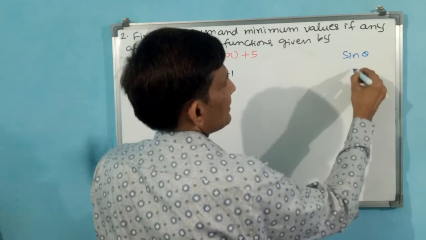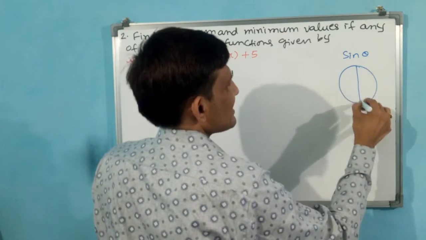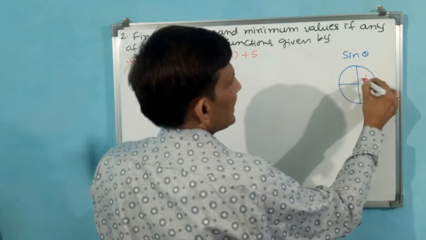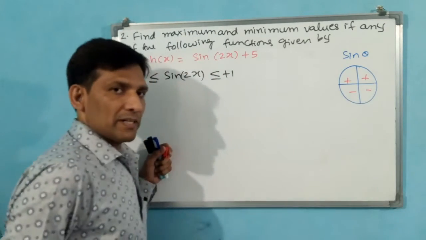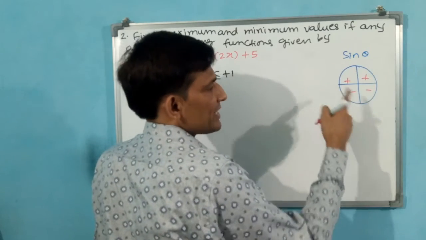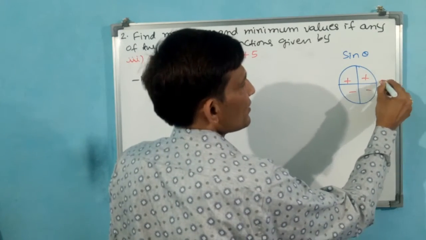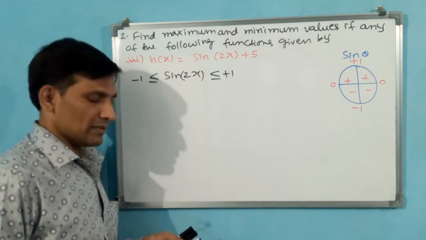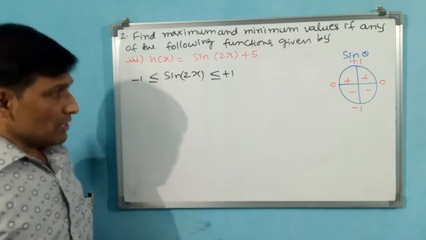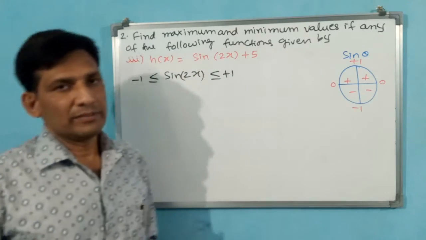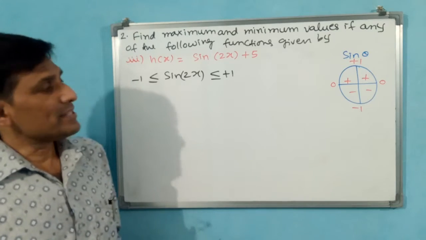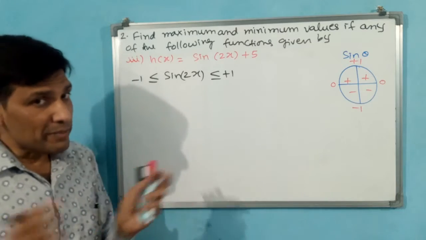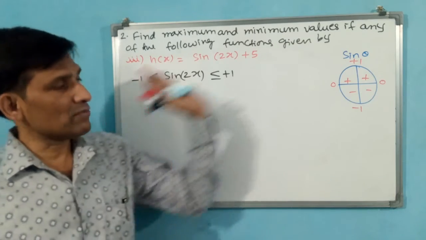Once again I am writing here, the sin theta I am talking about. All sine. 0 degree, 90 degree, 180 degree, 270 degree, 360 degree. 0 plus 1, 0 minus 1. See, by seeing this circle diagram of sin theta, you can say that the minimum value is minus 1, maximum value is plus 1. Why? Because 0 will be in between. Minus 1 is the minimum value, plus 1 is the maximum value.